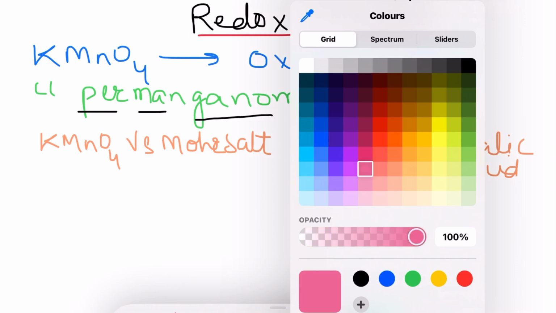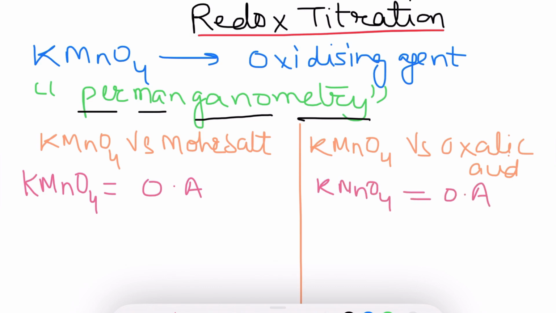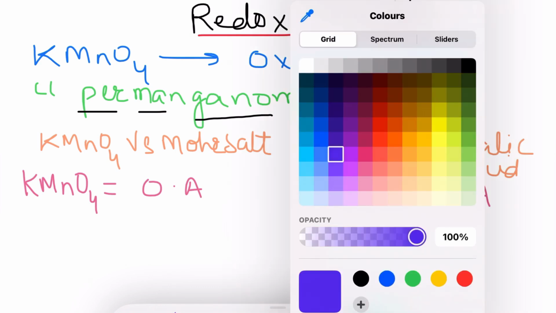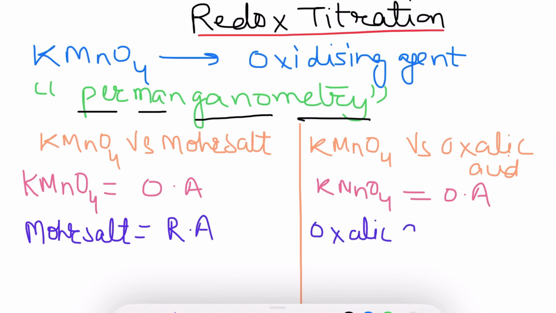In both titrations, KMnO4 acts as an oxidizing agent, whether it is the titration of KMnO4 with Mohr salt or KMnO4 with oxalic acid. And Mohr salt behaves like a reducing agent. Same with oxalic acid, it acts as a reducing agent in the reaction mixture.